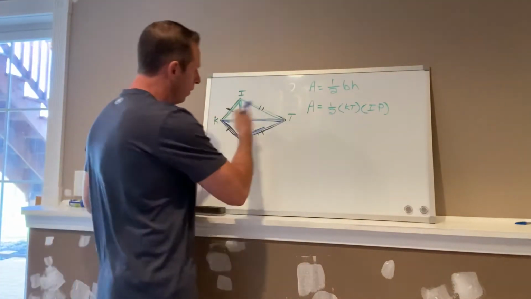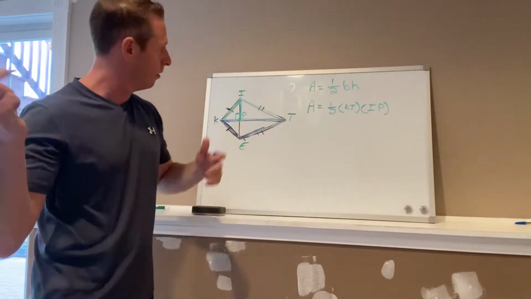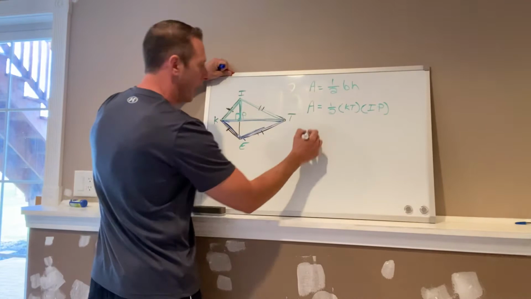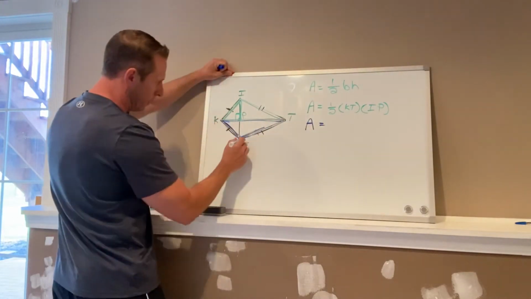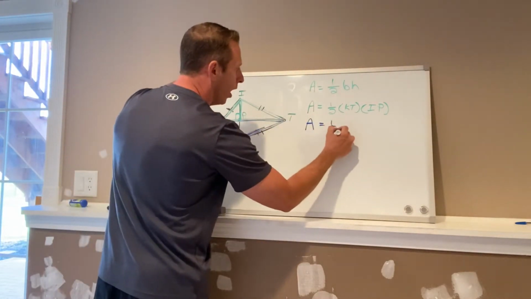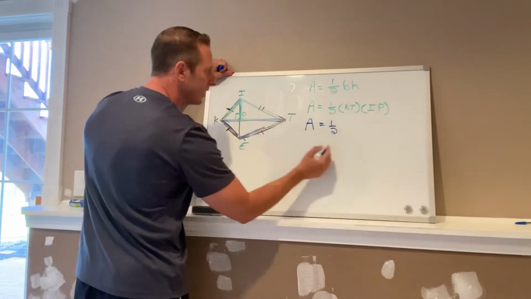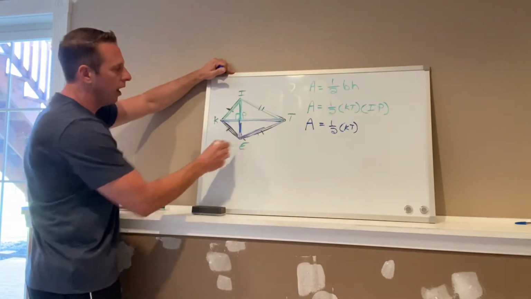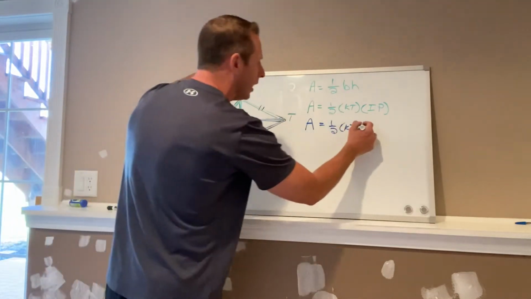So now we want to find the area of the blue triangle. Well, same thing. Base times height divided by 2, or 1/2 base times height. Area of the bottom blue triangle: 1/2 the base. The base again is KT. The height of the blue triangle is PE.